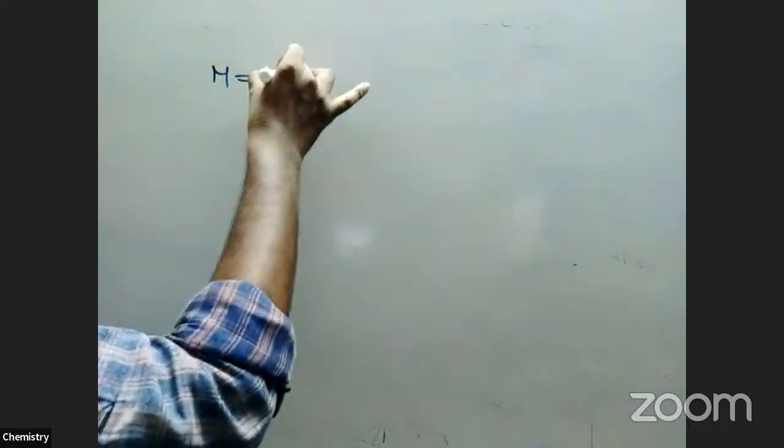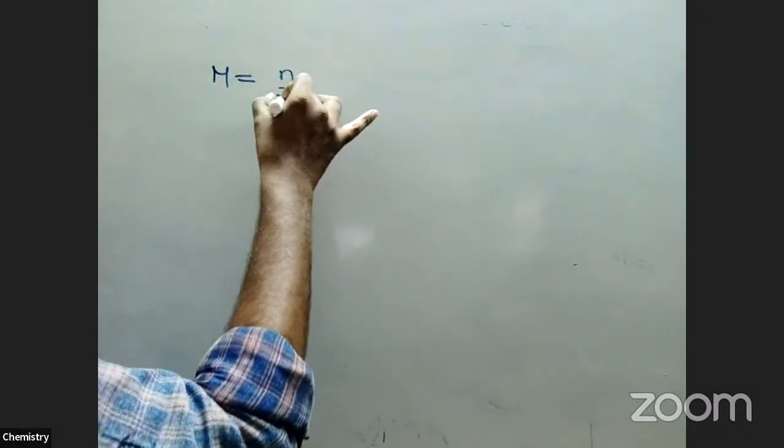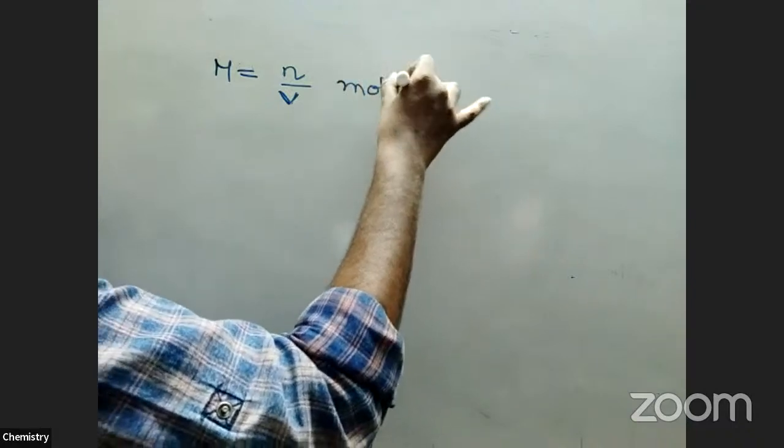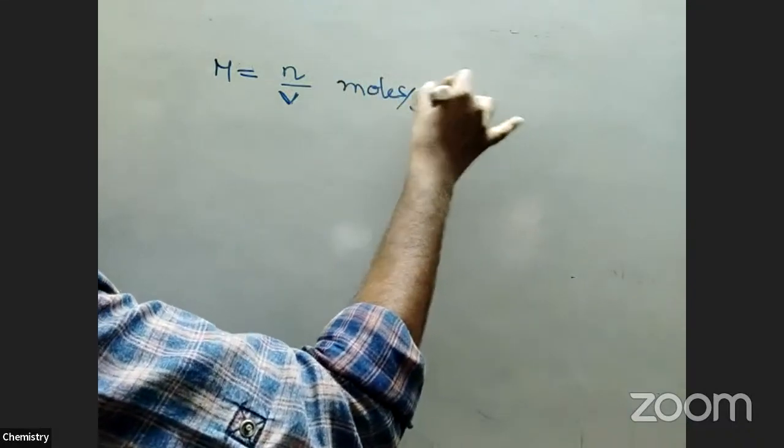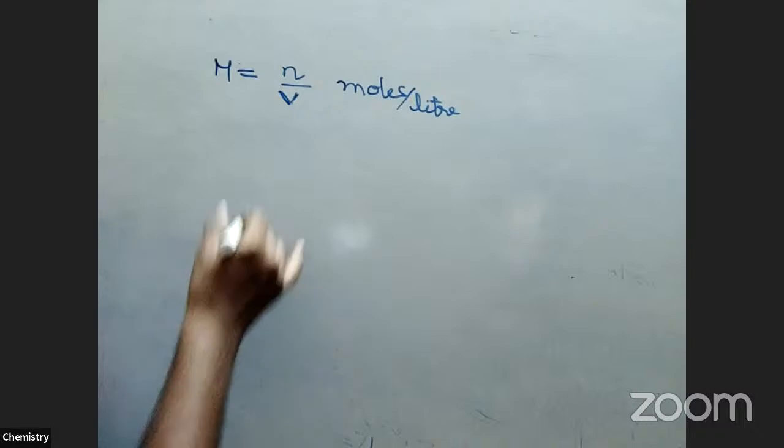Molarity is the number of moles of solute present in 1 liter of solution. That is called molarity. Here n is the number of moles of solute and V is the volume of solution in liters. What are the units of molarity? Moles per liter is the unit of molarity.